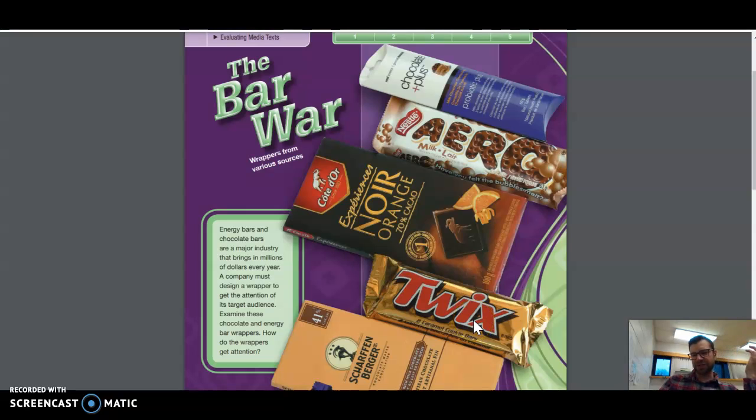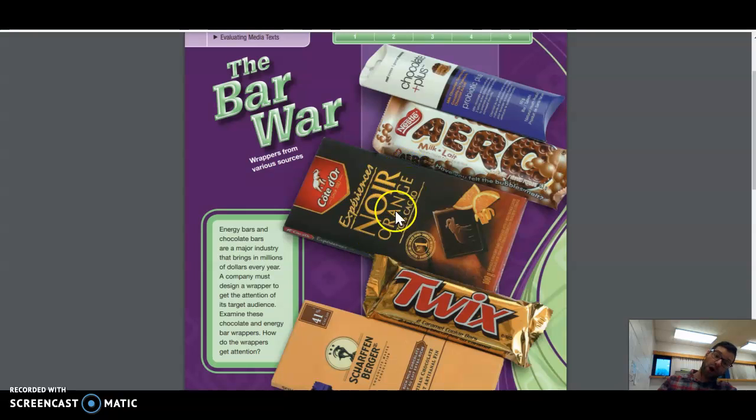Twix hasn't really changed too much, but one thing Twix has is that it has gold packaging. Gold in itself is not colorful, but it's bright, right? When you see something gold, your eye's drawn to it because of the flashiness of it. It's got bright red lettering with a white outline. It stands out pretty well. Instantly recognizable as a Twix bar. Then we look at this one.